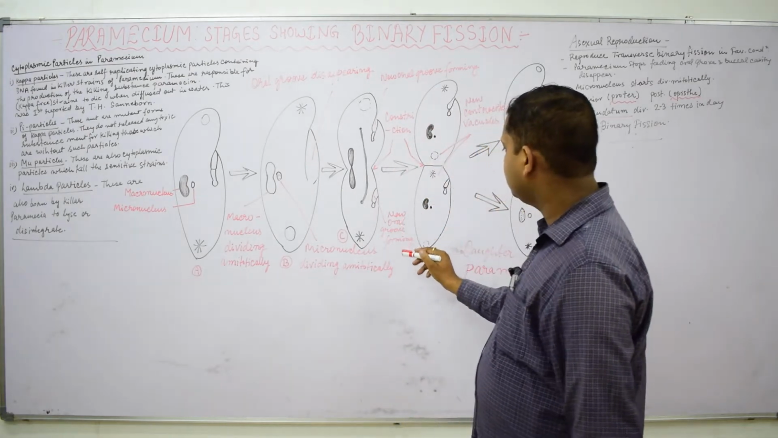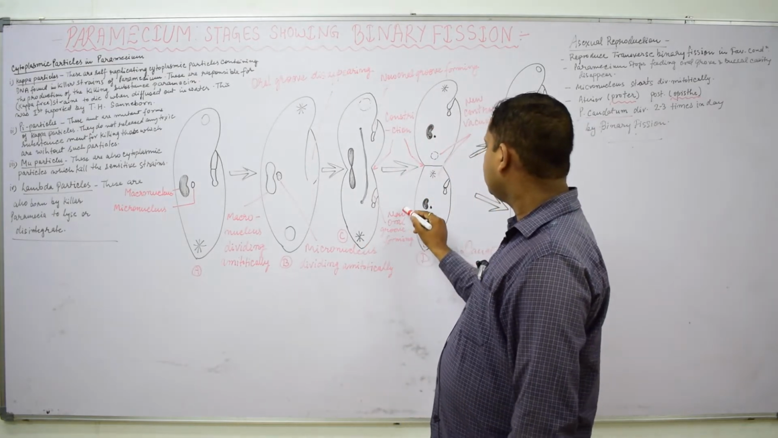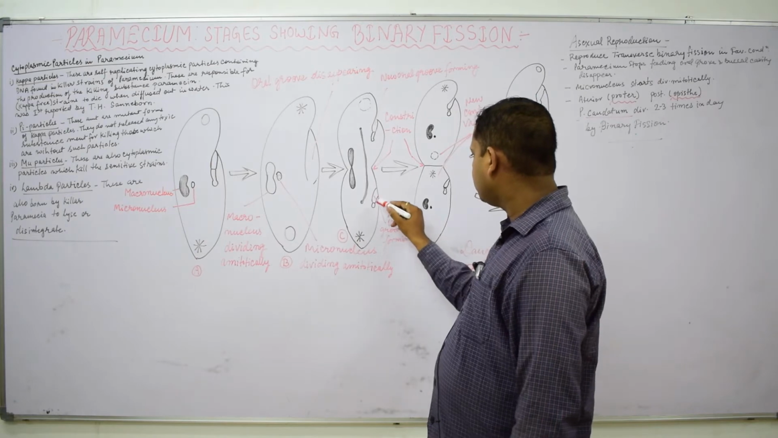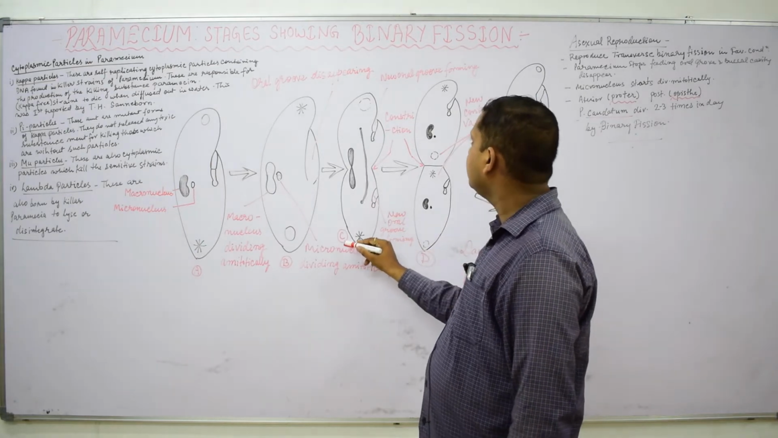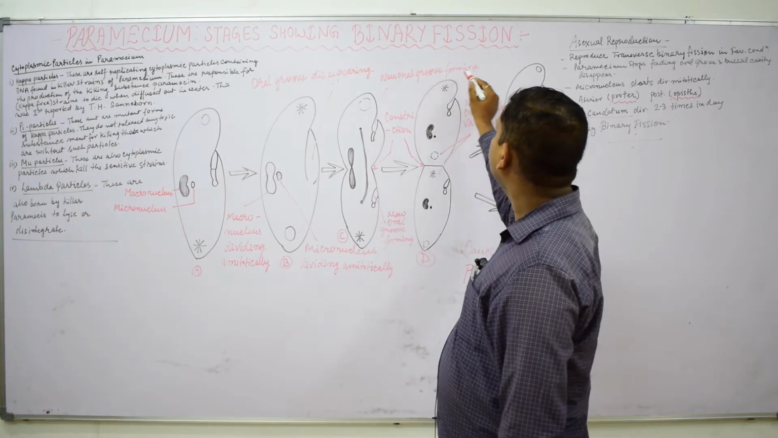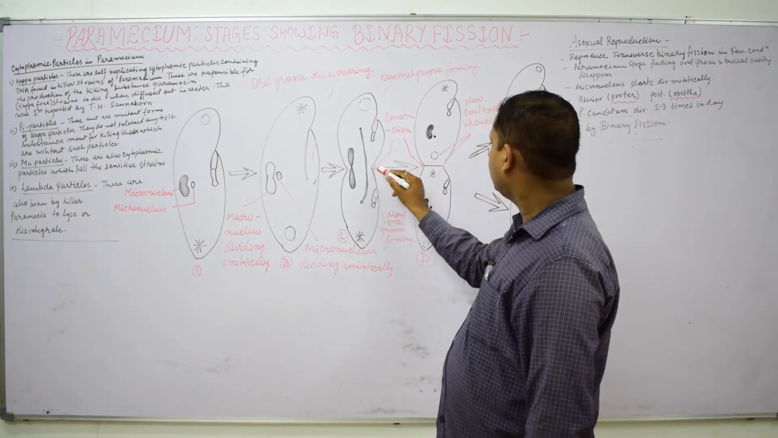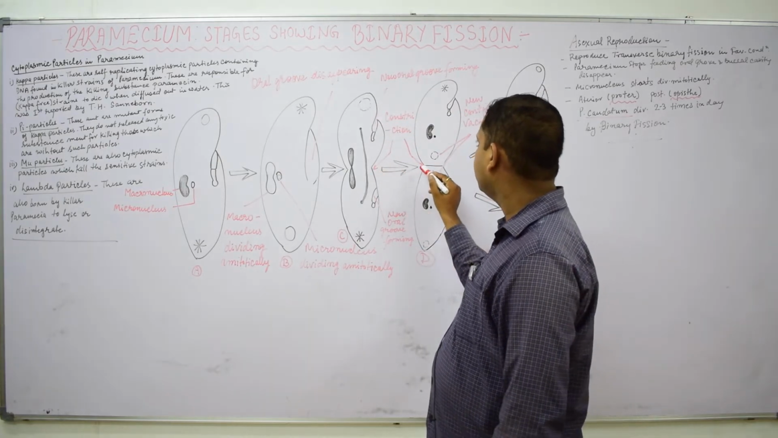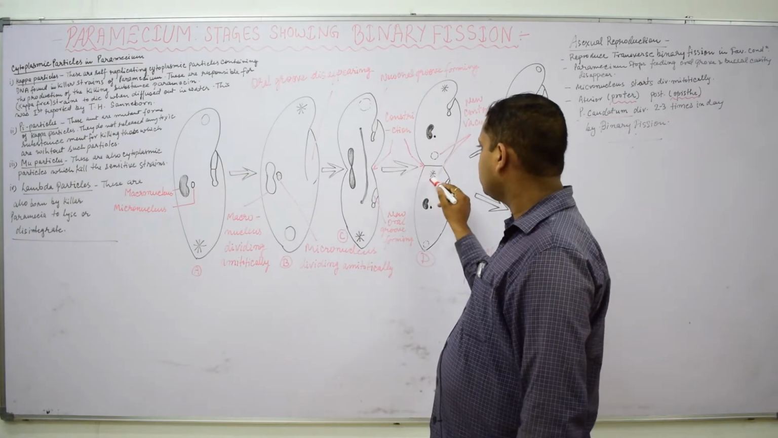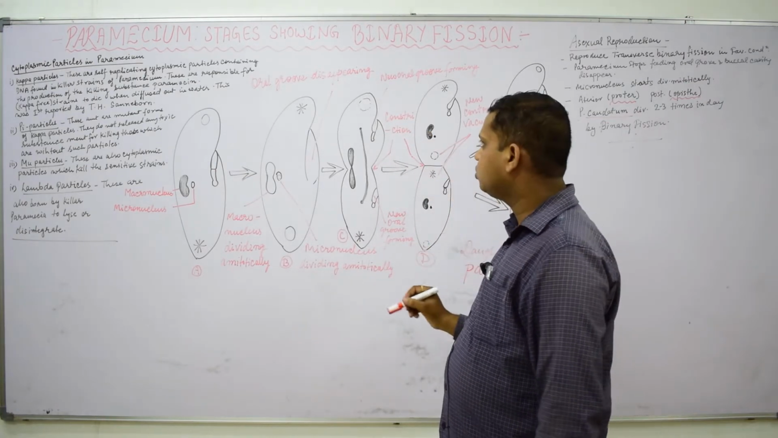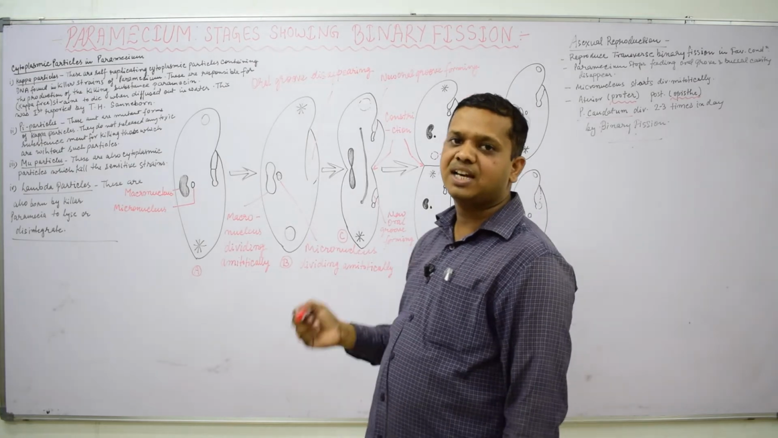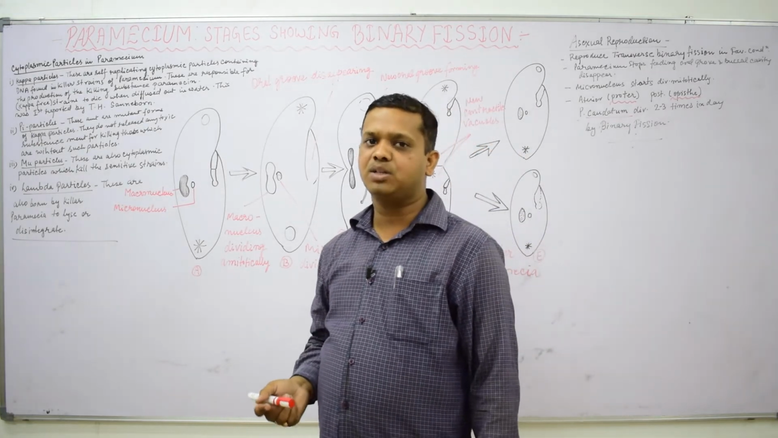Now in diagram C, a new oral groove formation takes place, forming at the upper end, and both of the loops are constricting. So this is the constriction which is shown here. Actually two things take place, one is known as karyokinesis and the other is called cytokinesis.